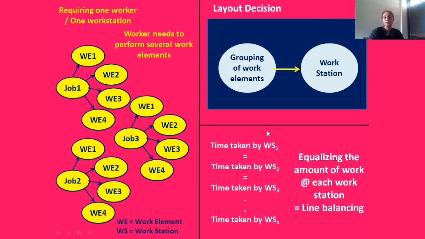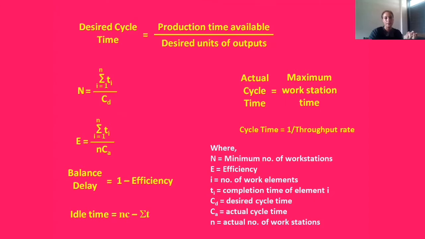The purpose of assigning these tasks or work elements to workstations is that we need to try to equalize the time of each and every workstation. So this is the concept behind line balancing. Now we will understand this with the help of an example.